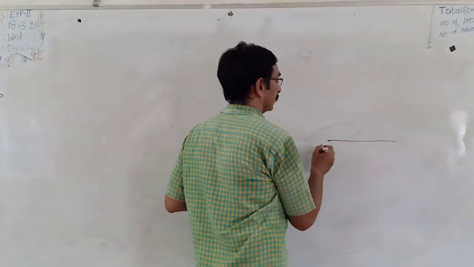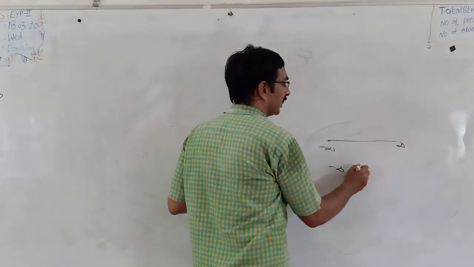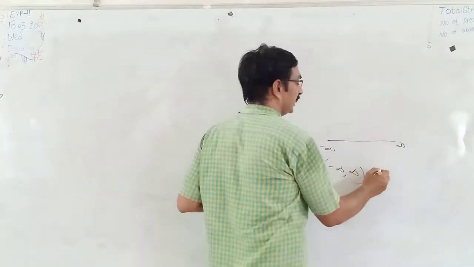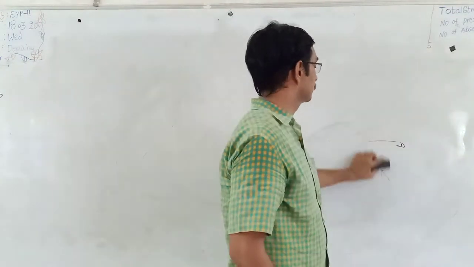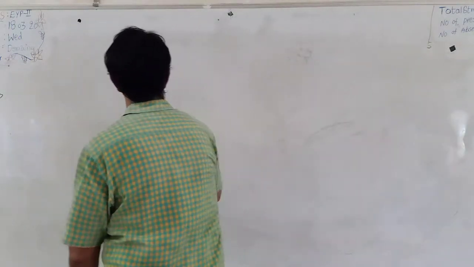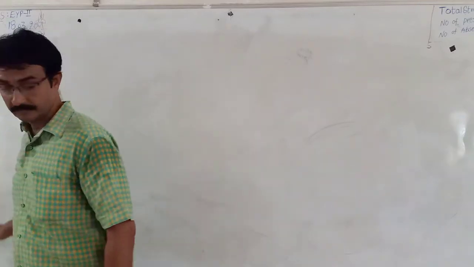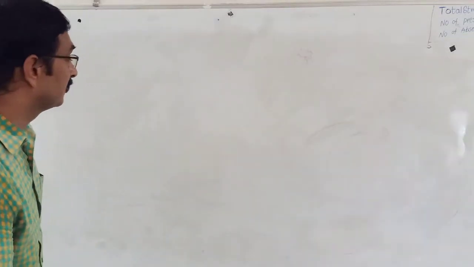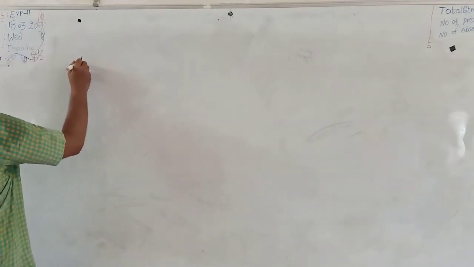So the real line from minus infinity to plus infinity, the open interval of minus infinity comma plus infinity, is denoted by R. That means the set of all real numbers. So this is about intervals. Next, see domain of the function, range of the function.